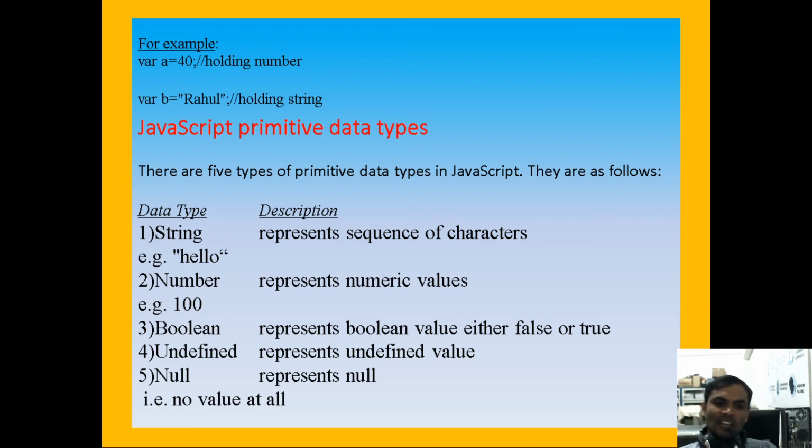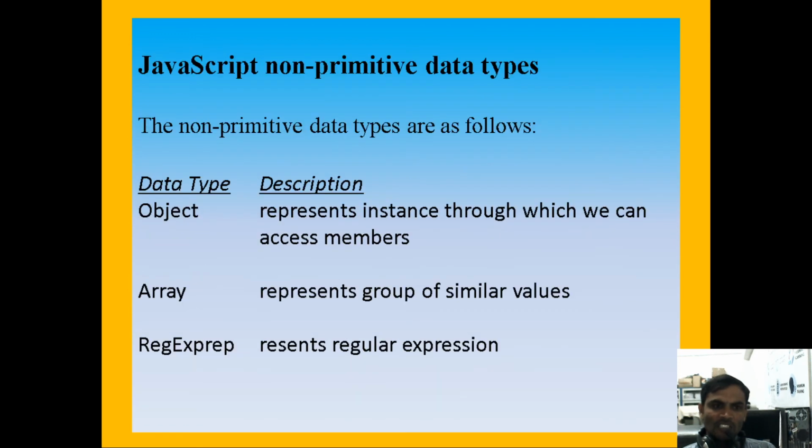Null means it represents the null value, no value at all. Coming to non-primitive data types. Under the non-primitive data types, we have object, array, and regular expression. Object represents the instance through which we can access the members. Means in the previous program, if you want to display the sum of two numbers, here document is the object. With the help of the object, we are accessing the member. Array means it represents a group of similar values.